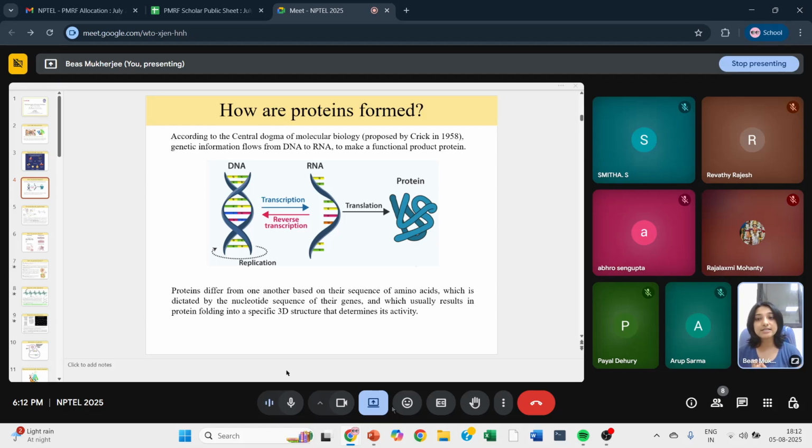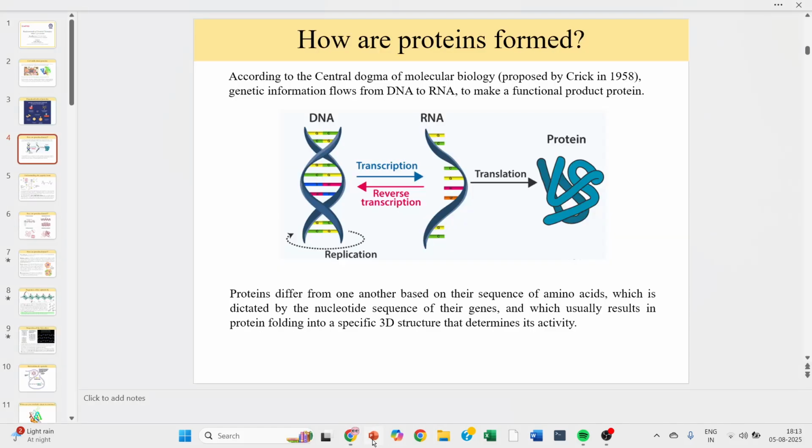Based on this sequence of amino acids, there are going to be different kinds of interactions within the protein, because of which folding happens, and the 3D structure of the protein and its biological activity is obtained. So the whole process is dependent upon the sequence of the protein, which in turn is dependent upon the genetic makeup, right? Okay.